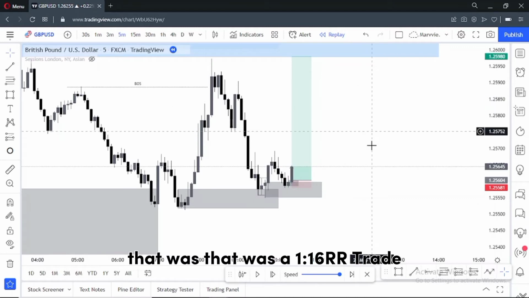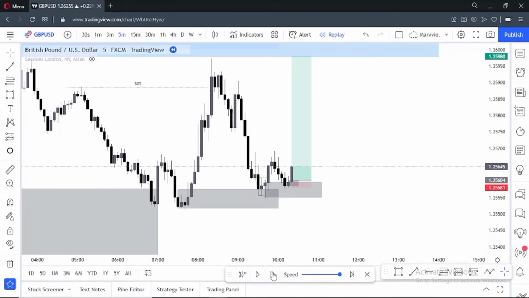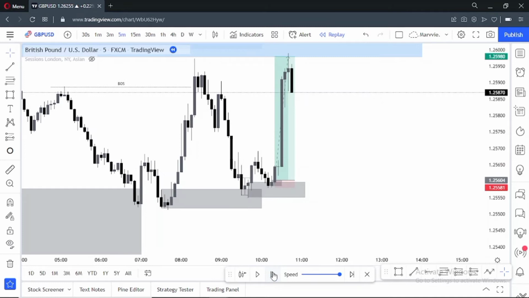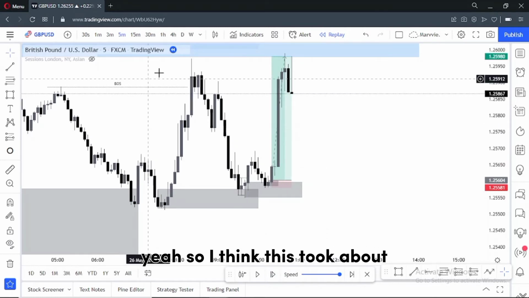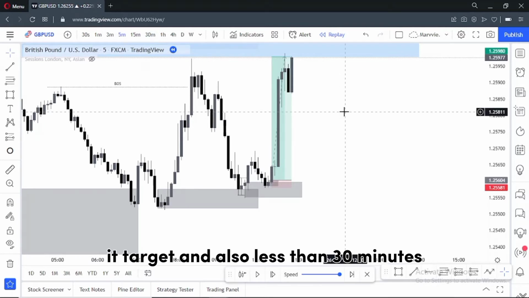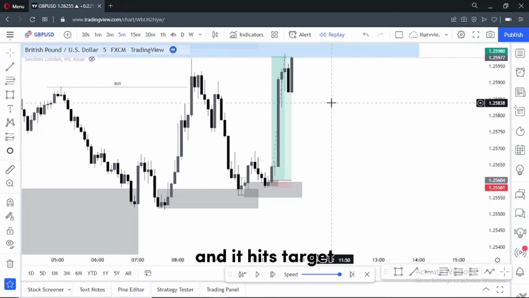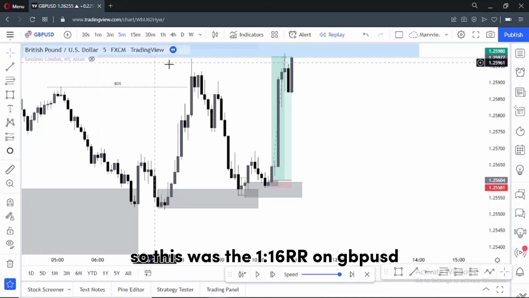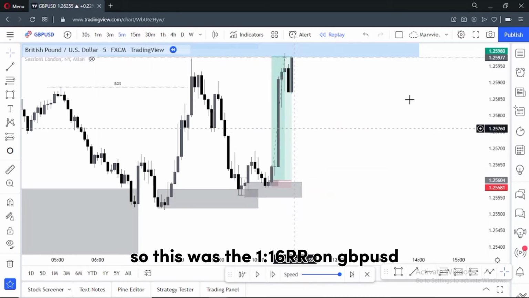That was a 1 to 16 trade. I think this trade took less than 30 minutes and it hit target. So this was the 1 to 16 trade on GBPUSD.